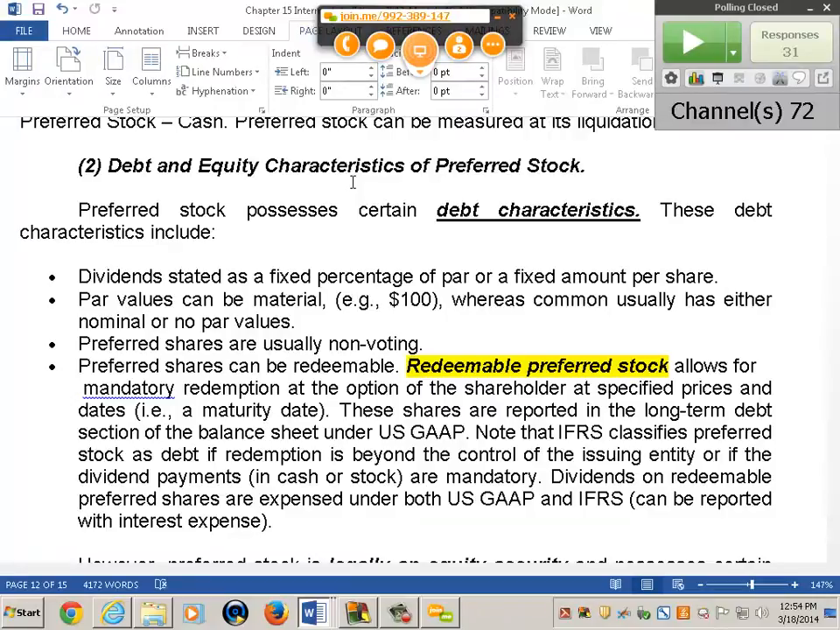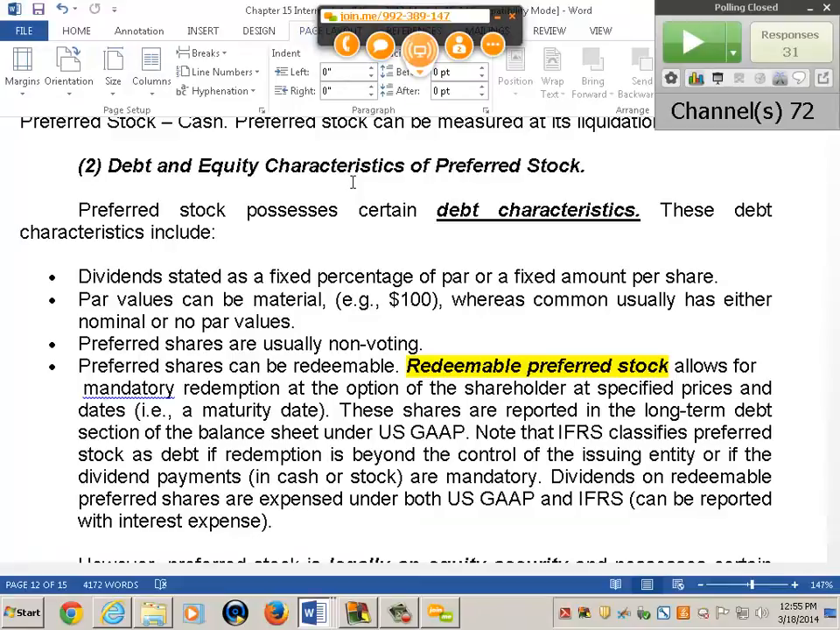Preferred shares are typically non-voting, and here's the one I wanted to make sure we covered. Preferred shares could be redeemable. This means that redeemable preferred stock tells the stockholder that at certain points in time, they could bring the shares in for payment. They're essentially preferred shares with maturity dates. On those maturity dates, the corporation has to pay the par value or maybe even the liquidation value, depending on the contract, for those shares.